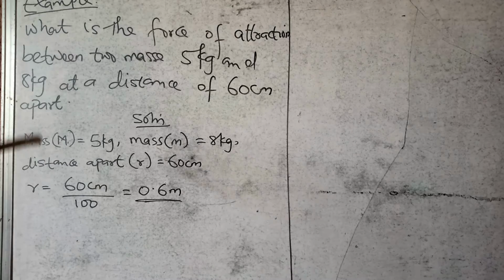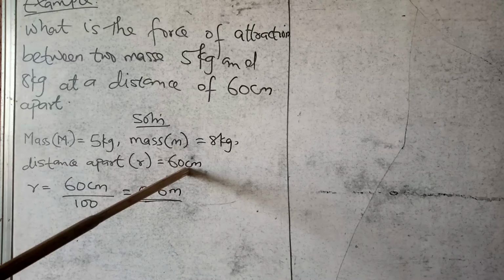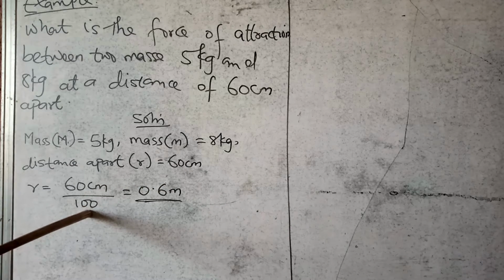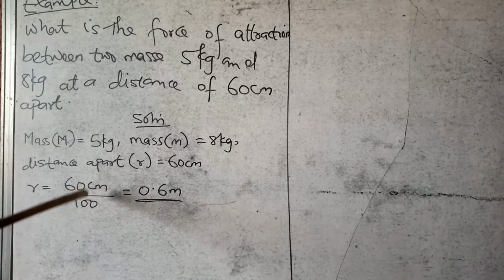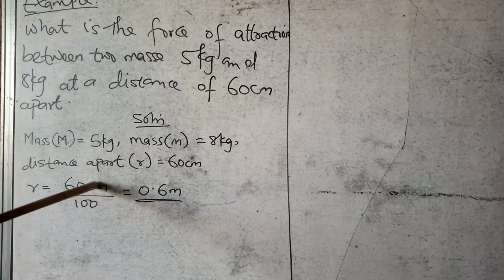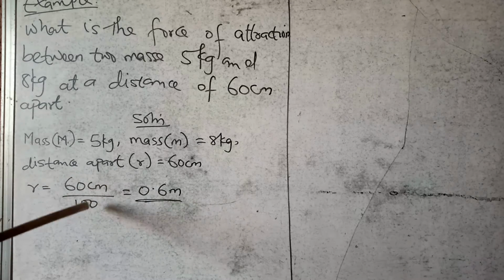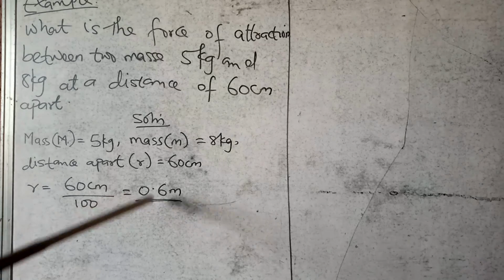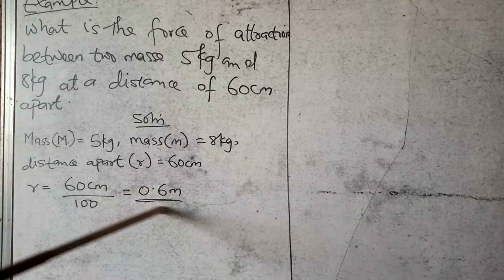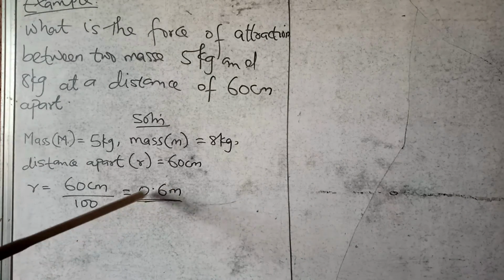But distance is measured in meters, not in centimeters. So we are going to convert these 60 centimeters to meters. To do so, we are going to divide the centimeters, that is the 60 centimeters, by 100 because we are converting to meters. It is wrong to calculate this equation with this unit because distance is measured in meters, so you must convert it to meters before any other thing.